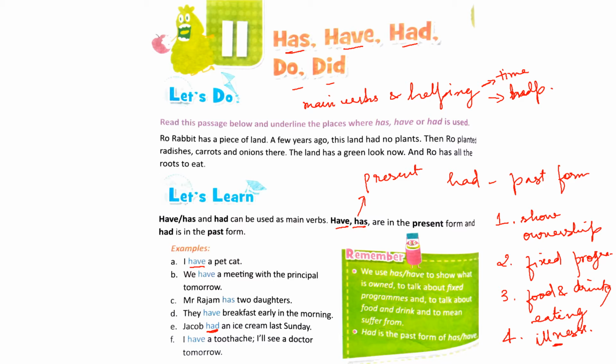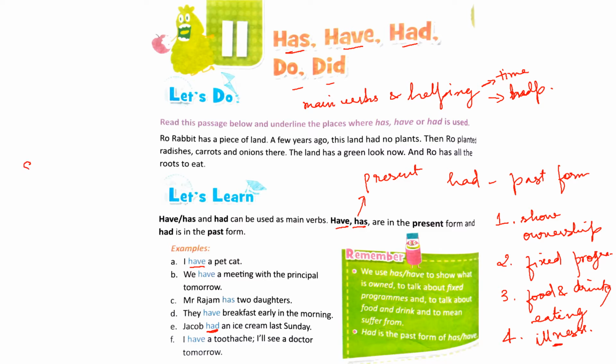Whenever you have to convey all these things about ownership, fixed programs, food and drinking, eating and illnesses in the past tense, you will use had. Now here we will discuss the structure that you have to follow. When do you use have, has or had? You use have and has depending upon the subject of the sentence.